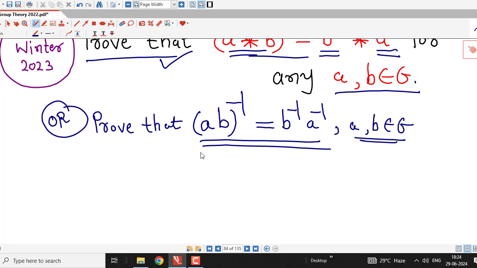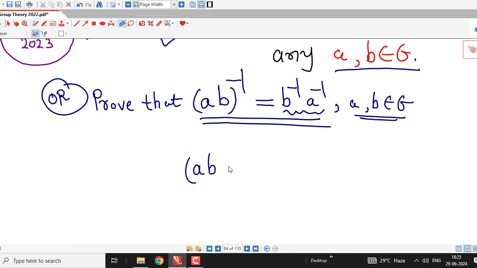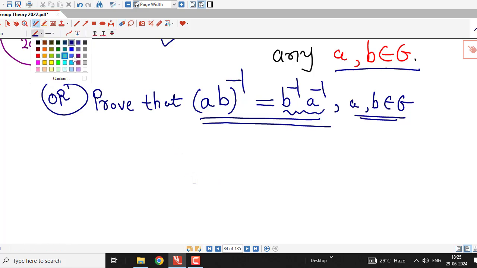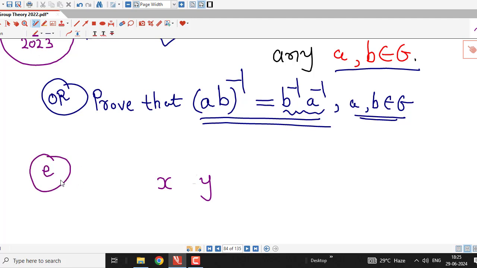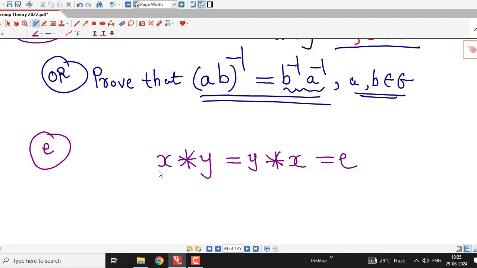Now what we have to prove is that inverse of this element AB is equal to B inverse times A inverse. Now if you recall the definition of inverse in a group, then we know that if we have two elements, say X and Y, and suppose E is the identity of group G, then X and Y are called inverses of each other if X star Y equal to Y star X equal to identity element. If this happens, then we say that X and Y are inverses of each other.